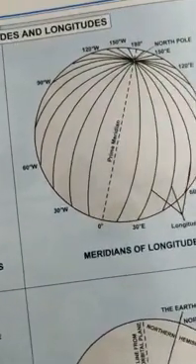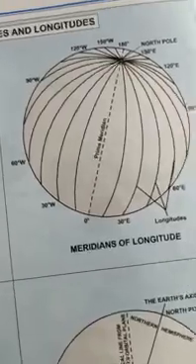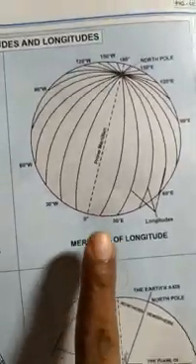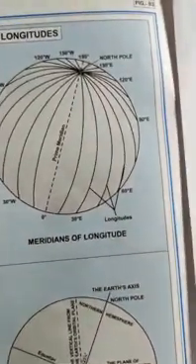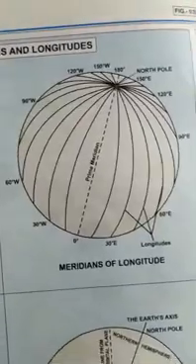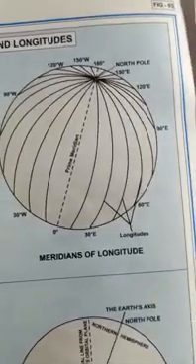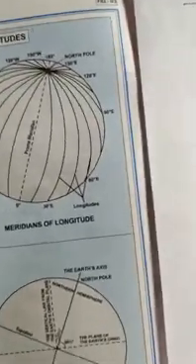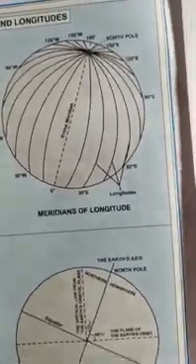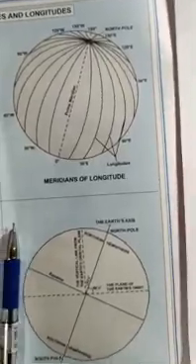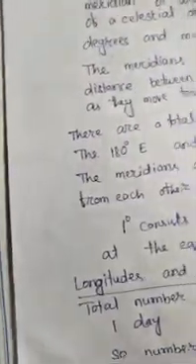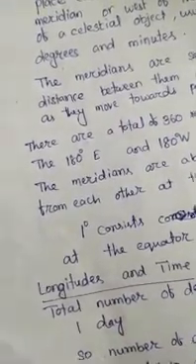The meridians are about 111 kilometers apart from each other. From one to another it is 111 kilometers at the equator. That means 1 degree consists of a distance of 111 kilometers at the equator. Then we say that the best longitude and time.